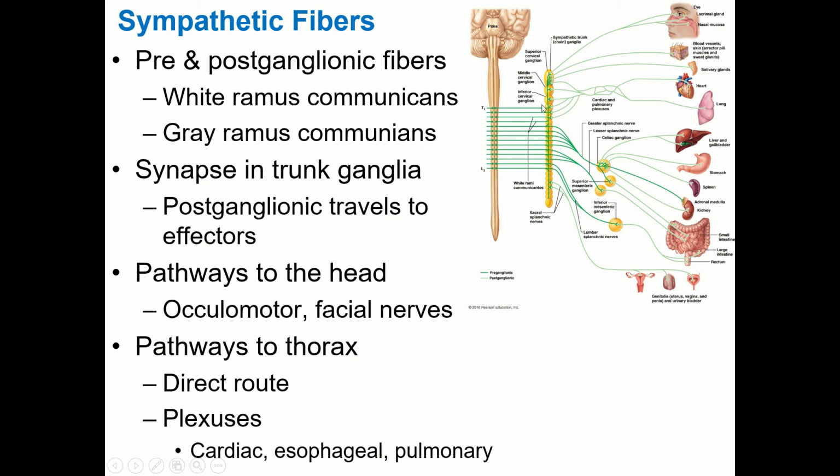But they can also take a really indirect route where they can actually go up and then synapse and come up through the cervical ganglion and then back down. So they can take a fairly indirect route as well. And so the sympathetic nerves that innervate the heart and the lungs do both. So there's some that have a direct route, and then there's some that have the less direct route where they actually go up and then come back down.